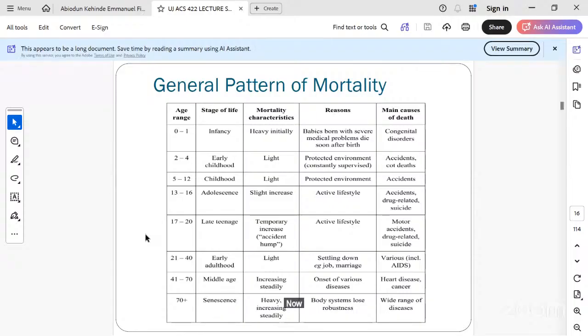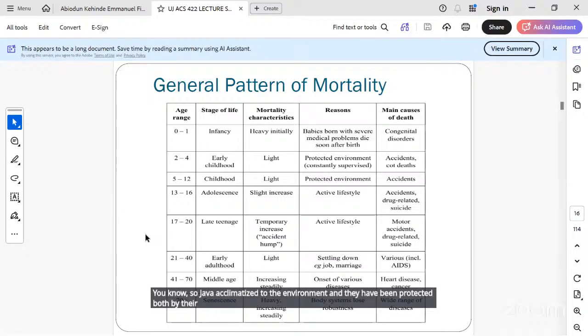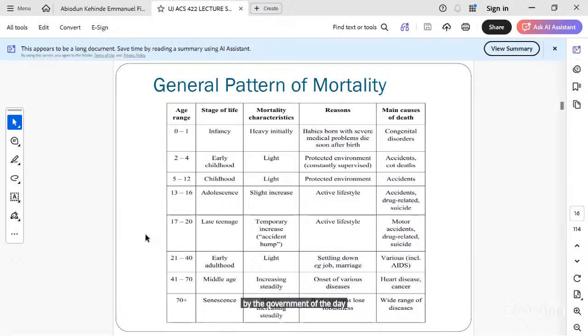Now, when this stage is over, between 5 and 12 years, it will still be light because by then the babies will have stabilized, because they have survived their first 5th birthday. Their probability of survival will be substantially high. So they have now acclimatized to the environment, and they have been protected both by their parents and by the government of the day. So it is very light.